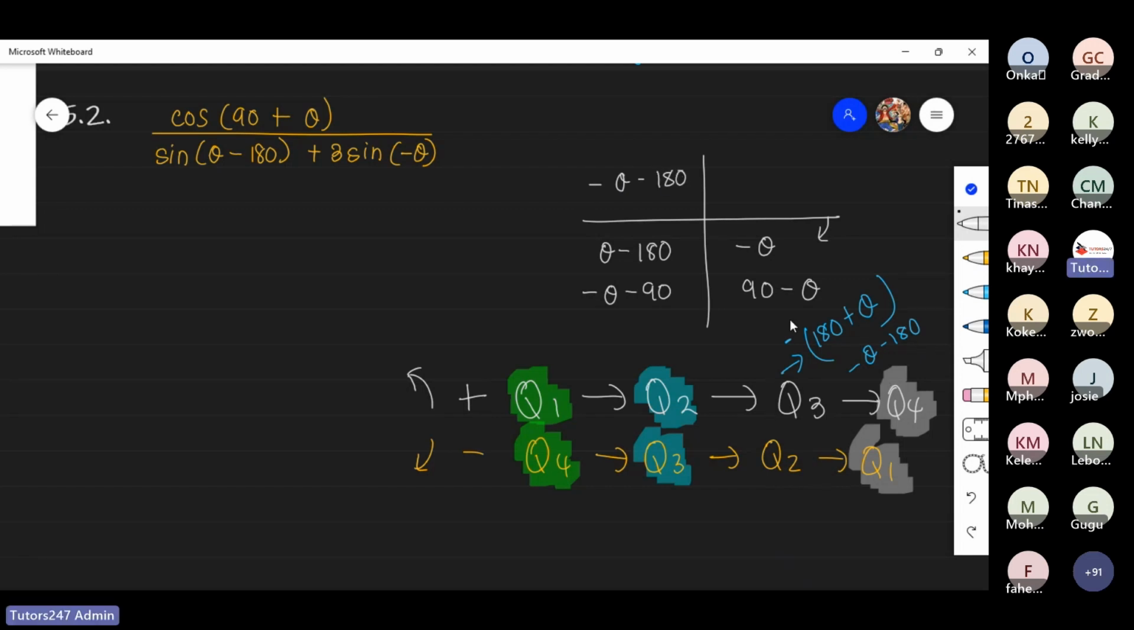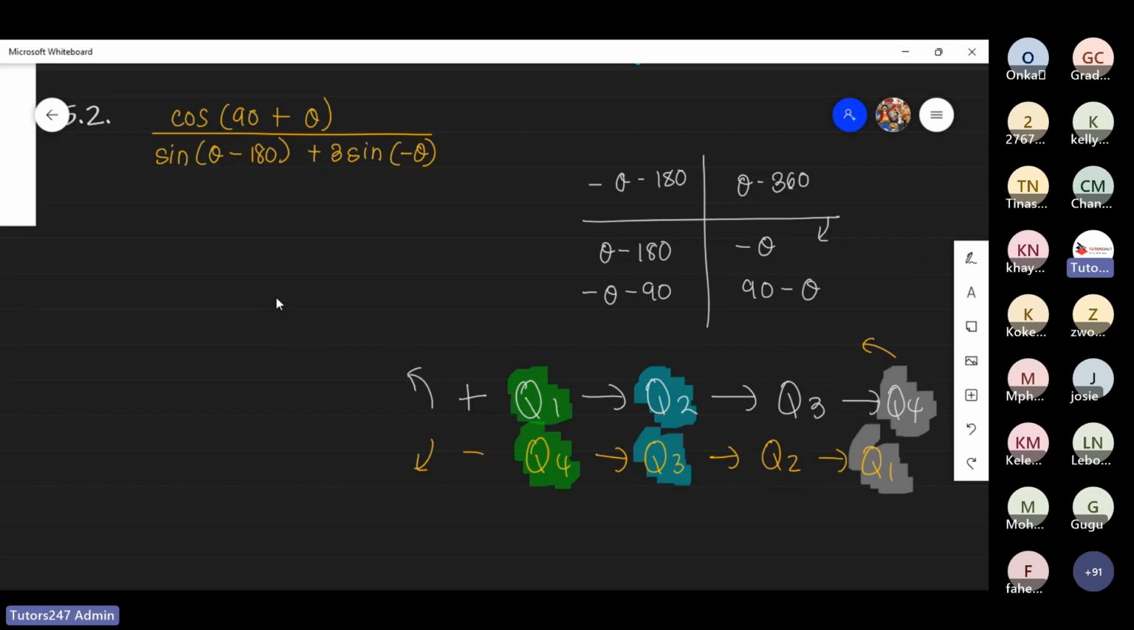Then finally, we can now use our positive quadrant 4 in order to get our negative quadrant 1. So in quadrant 4, we have 360 minus theta. If we multiply that by negative, we're going to end up with theta minus 360. So in quadrant 1, we have theta minus 360. Now this is my negative CAST diagram, okay? So that is what we are going to use.